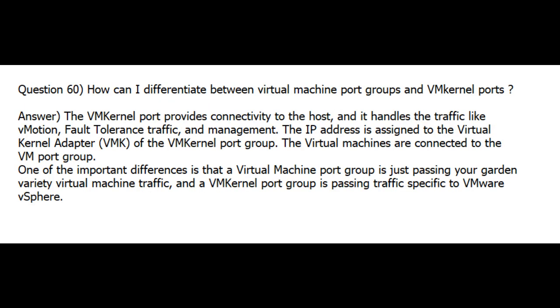Question 60. How can I differentiate between virtual machine port groups and VM kernel ports? Answer. The VM kernel port provides connectivity to the host, and it handles traffic like vMotion, fault tolerance traffic, and management. The IP address is assigned to the virtual kernel adapter, VMK, of the VM kernel port group. The virtual machines are connected to the VM port group. One of the important differences is that a virtual machine port group is just passing your garden variety virtual machine traffic, and a VM kernel port group is passing traffic specific to VMware vSphere.